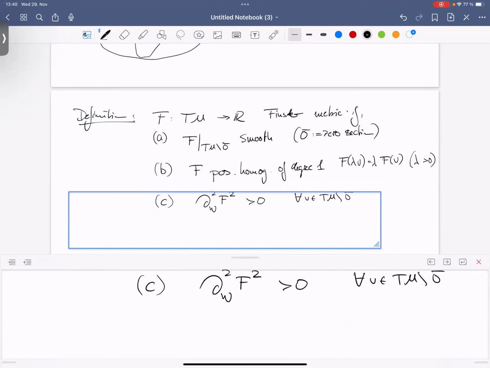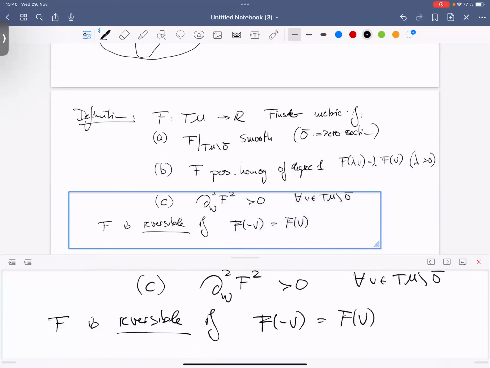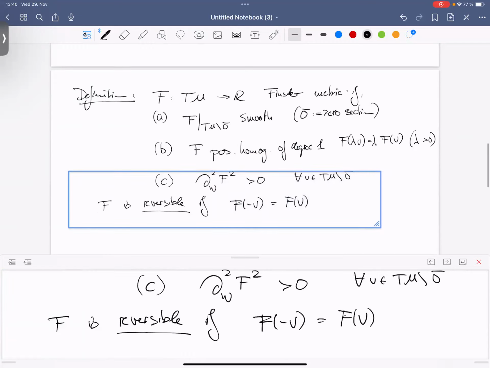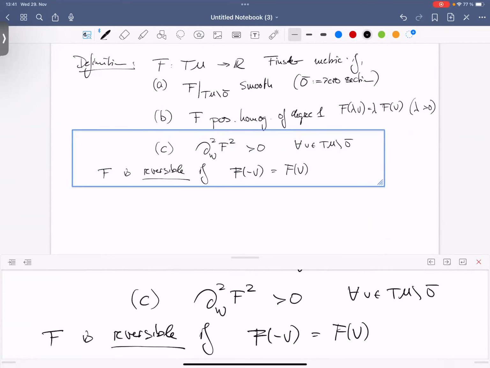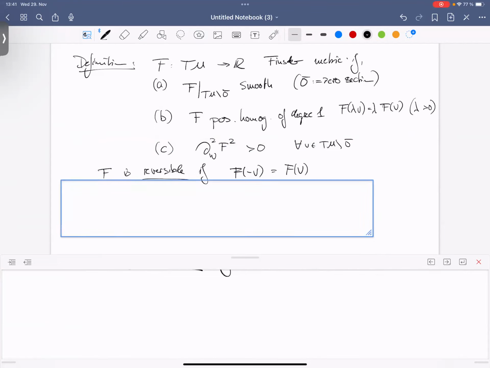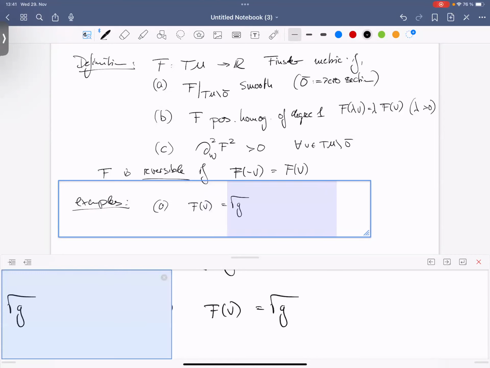F is reversible if F of minus v is nothing but F of v. So basically, the indicatrix of your norm, in your tangent space, is a symmetric body, symmetric strictly convex body. That's what the positive definiteness says. Examples, real quick, to give you an idea what we're talking about. Of course, the zeroth example is the norm of a Riemannian metric.